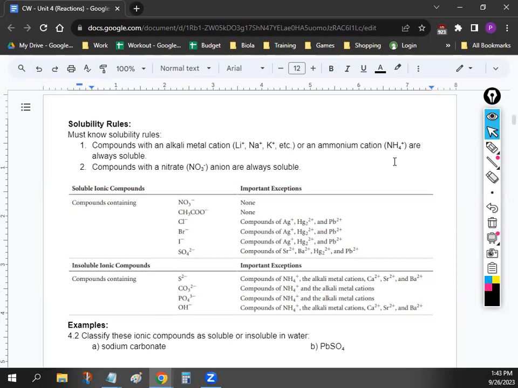Okay, so if you have an ionic compound and the cation is from the first column of the periodic table, or it's NH4 plus, it will always dissolve in water. It will always be aqueous. Always. Does that apply to hydrogen? No, hydrogen does not apply. Good question.